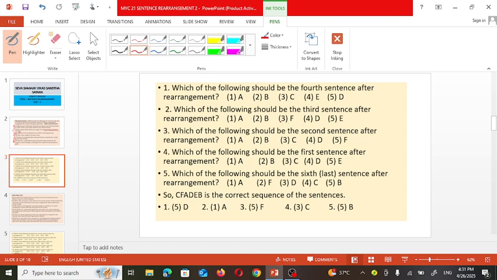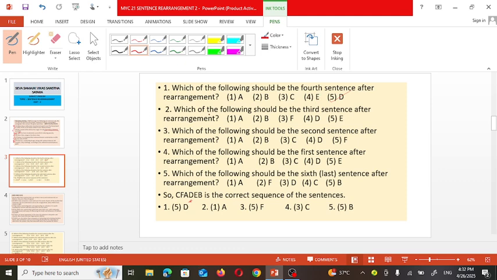Then here F, D, E means this sequence can be changed over there. Now we have seen that the sentence arrangement is like that: C, F, A, D, E, B. So if the question is, which of the following should be the fourth one? What should be at the fourth place? D. Now in these options, D is given for the fifth option. So the first answer is what?